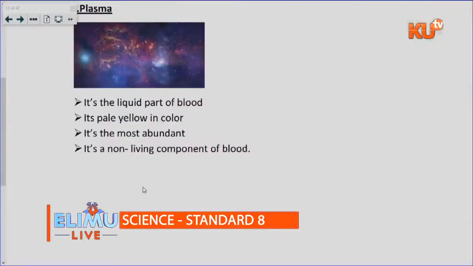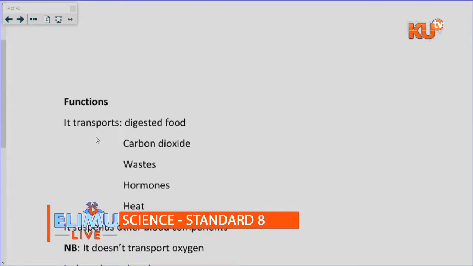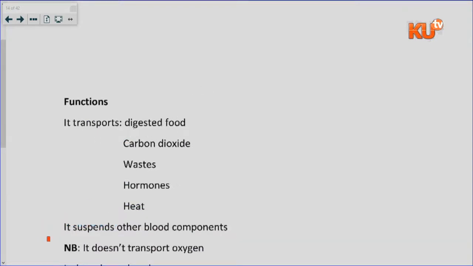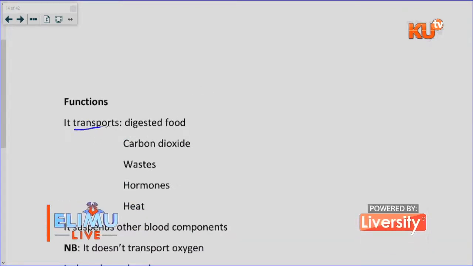So we go on. Plasma is the liquid part of the blood. It is pale yellow. It is the most abundant, and it is a living component of blood. Now we look at the functions of plasma. It helps in transportation. Now let's look at what it transports. One, digested food from the ileum to other body parts.